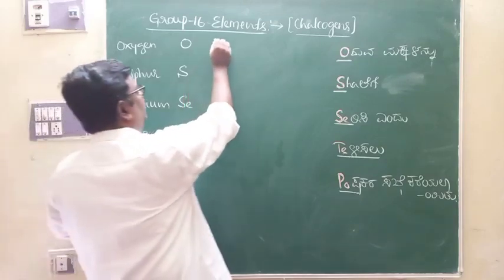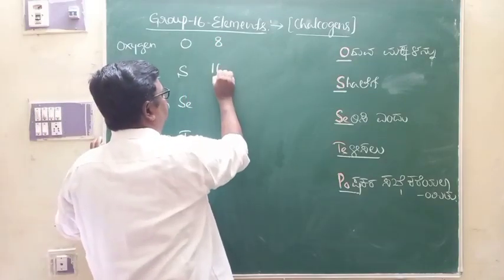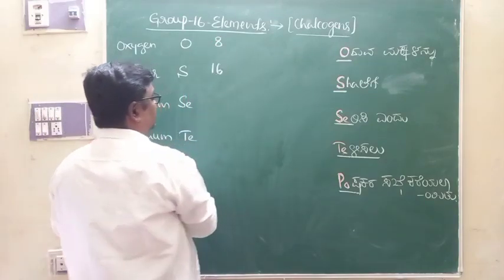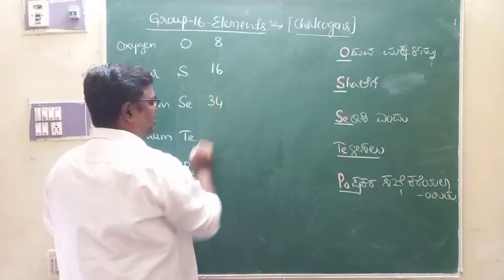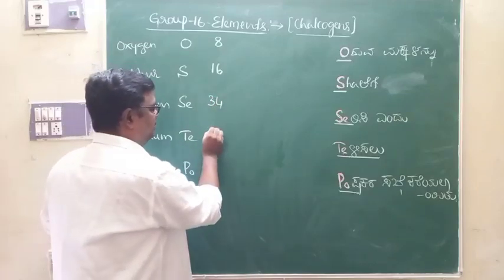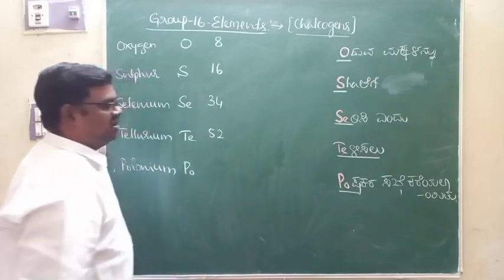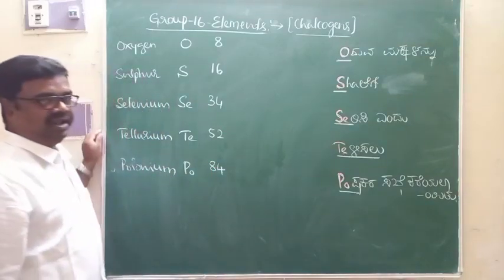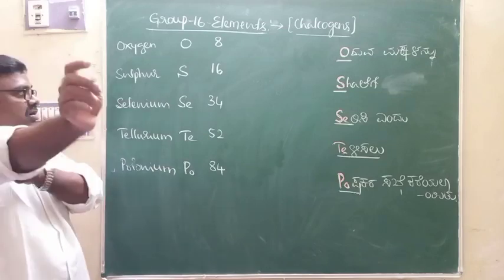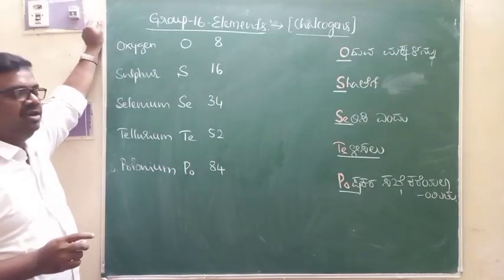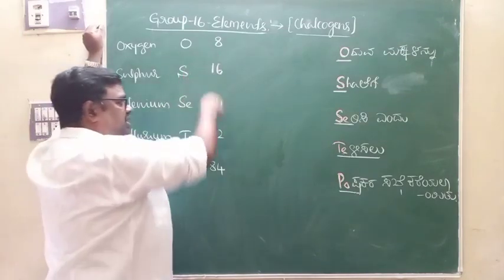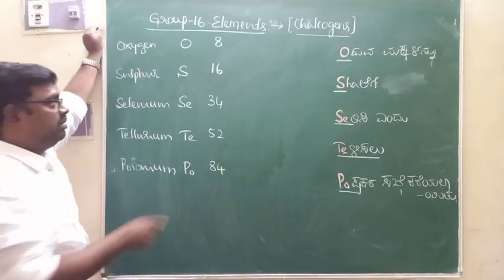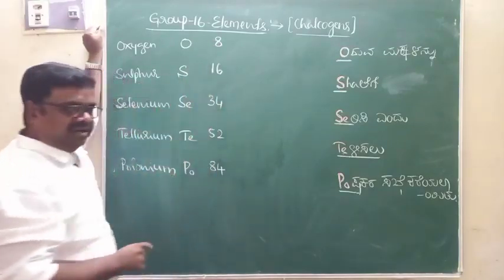And the atomic number of oxygen is 8, sulfur is 16, and of course 34 is the atomic number of selenium, and 52 is the atomic number of tellurium. 84 is the atomic number of polonium. I already told you how to write the atomic numbers of the given group by knowing the atomic number of the first element.